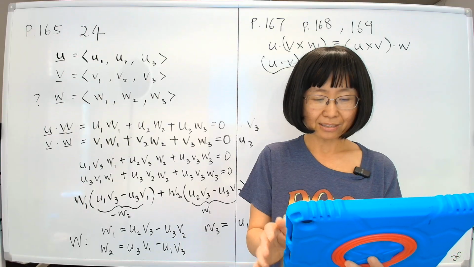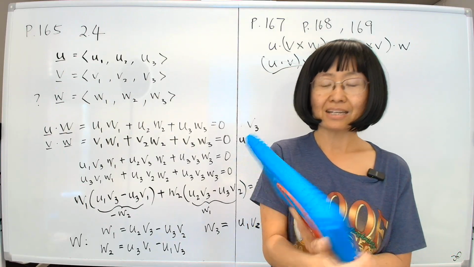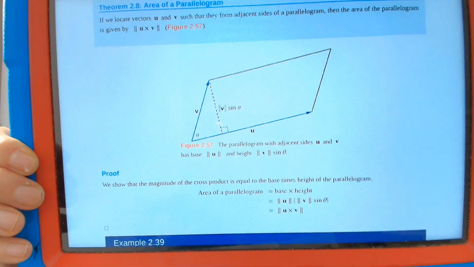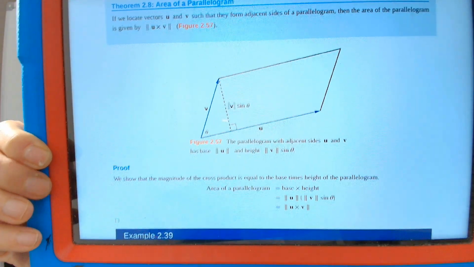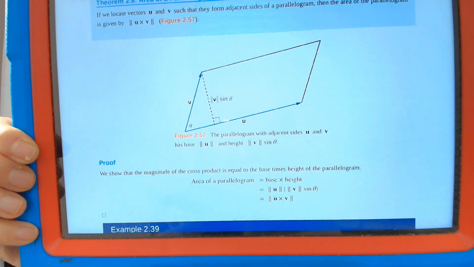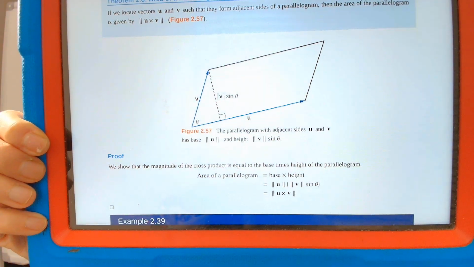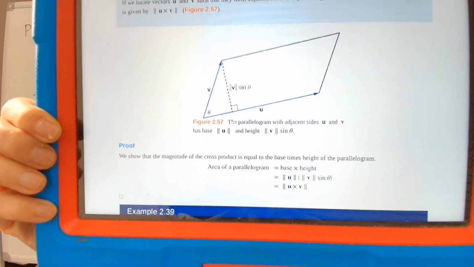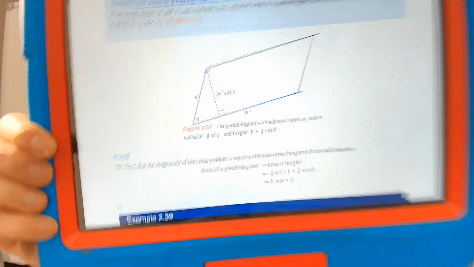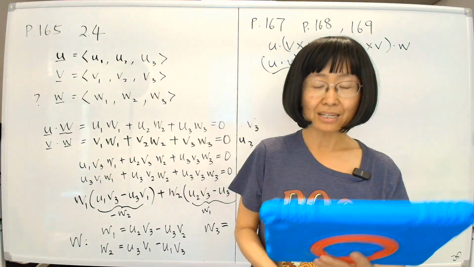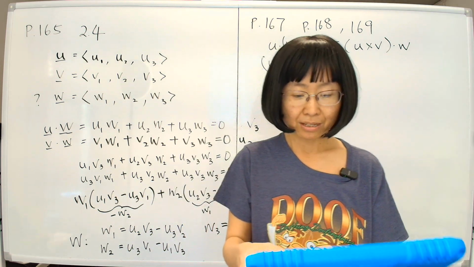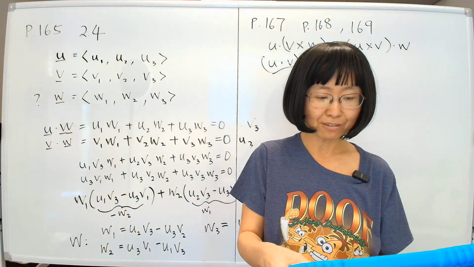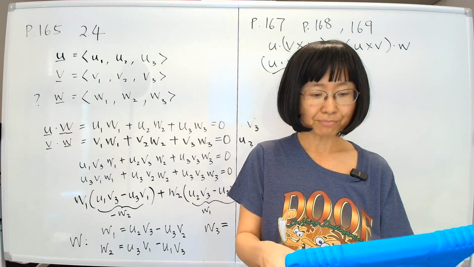The height is just the magnitude of V times sine theta. And I don't even need you to do it at home. Let's just look at it. The height is magnitude of V times sine theta, and then times the base, and that is your formula, which happens to be the magnitude of U cross V, because we already mentioned that U cross V equals UV sine theta, in magnitude, of course. So that is the formula for the area of a parallelogram.